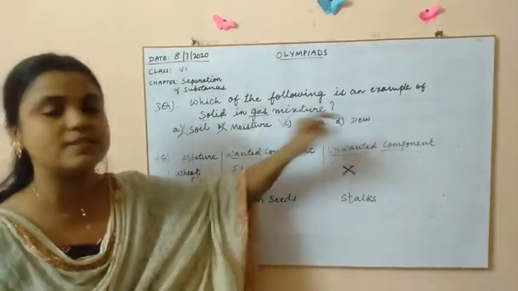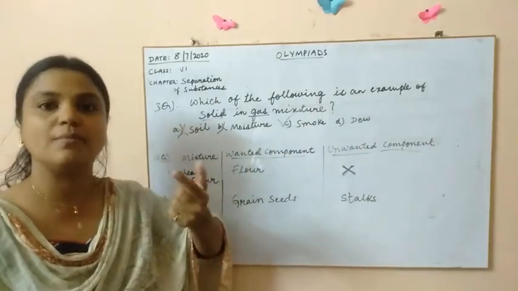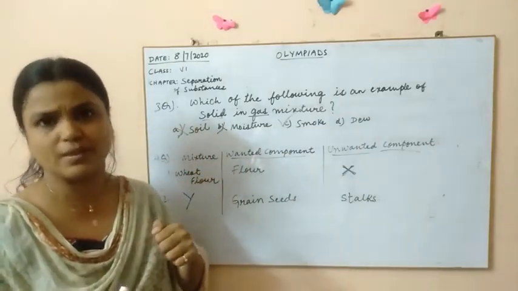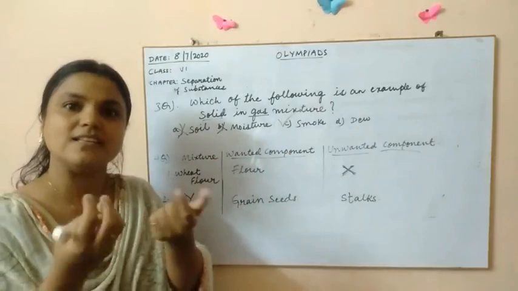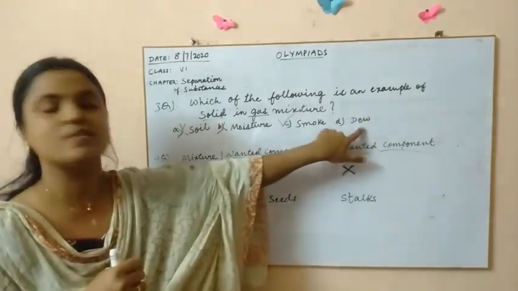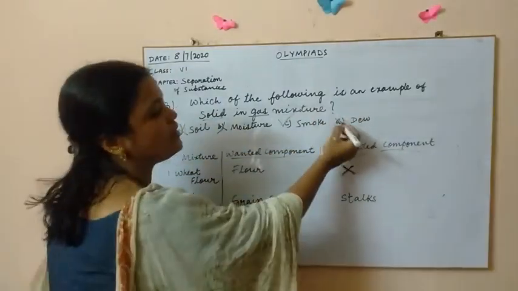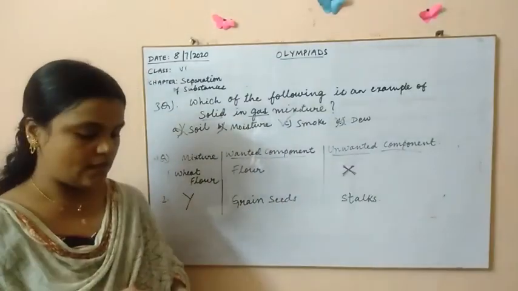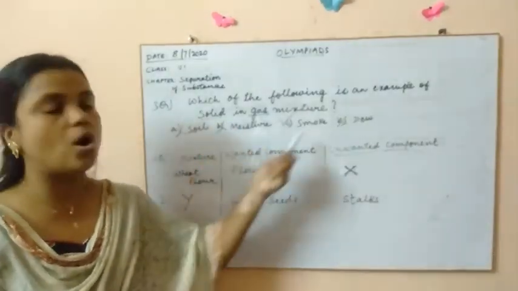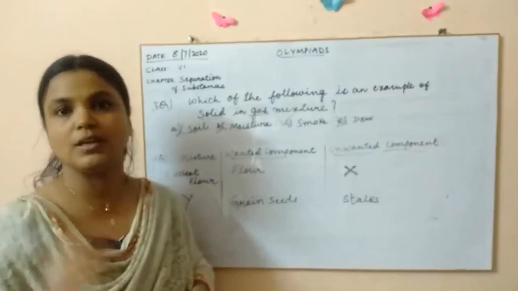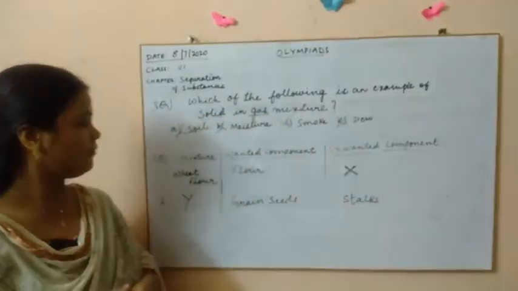So D, what is dew now? It is also nothing but condensation of water vapor, isn't it? So the water condenses, it is liquid. So this is also not there. Here in this case, D is also a wrong option. So remember, check out all the options before choosing the correct one.